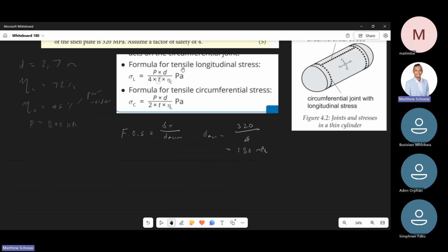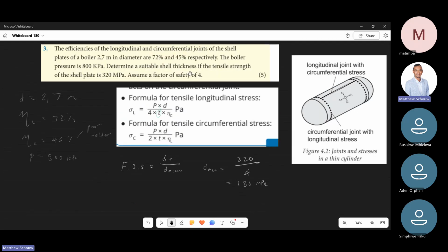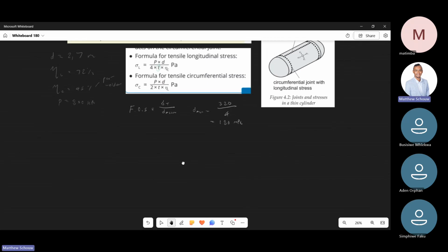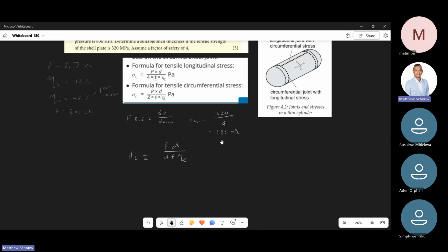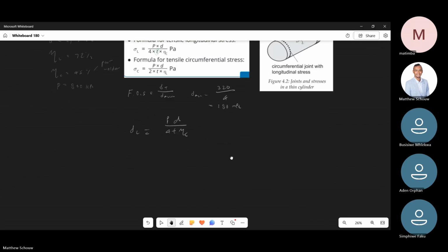What we have to do now is determine a suitable shell thickness. So we have to do it for both stresses, both circumferential and longitudinal. You don't have to do both, but it's just the way it's presented. We can do it like that. So we just populate. The stress, in this case, is given as 180 megapascals. It's going to be the same for both.